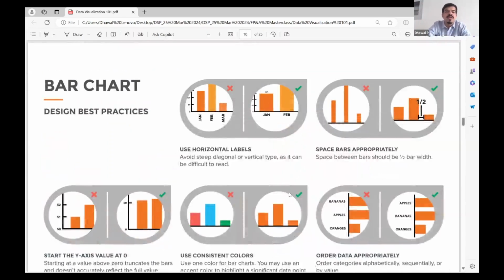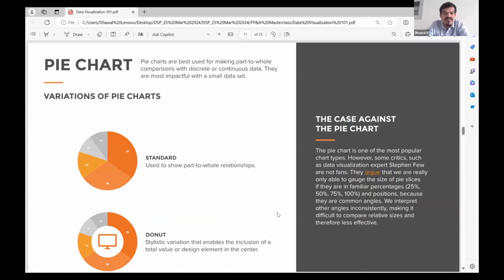Now, some do's and don'ts about bar chart, and these are very self-explanatory. You can go through them yourself. When to use, how thick it should be, what color to use, not use confusing colors. All of that is given here, so you can read through it yourself. This is a very self-explanatory thing.